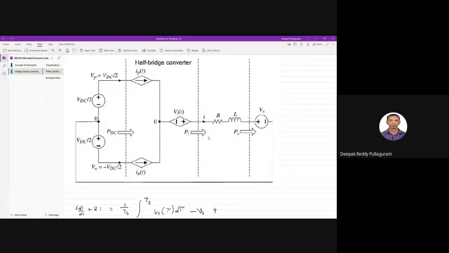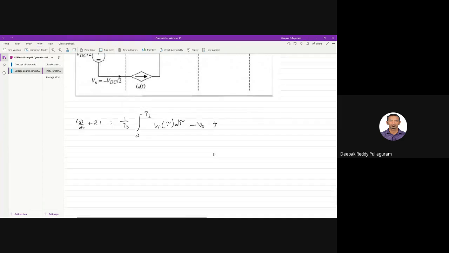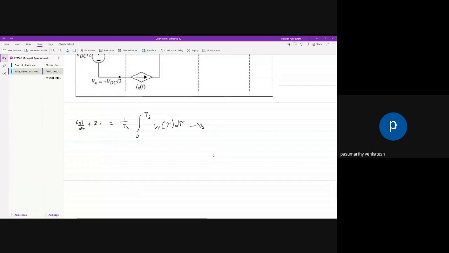And here what we see is a terminal voltage, so the terminal voltage will be in terms of voltage only. This is the voltage here. Is that clear?